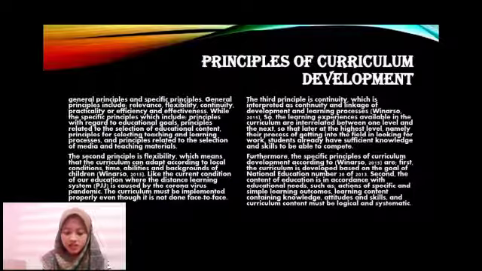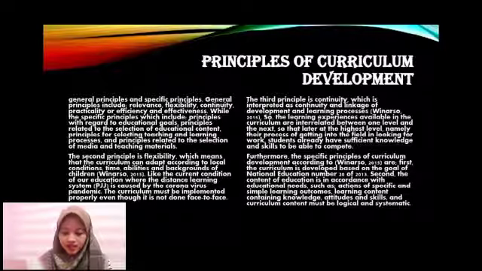Okay guys, I'm Nadia Faradina. I'm going to talk about principles of the curriculum development: general principles and specific principles. General principles include relevance, flexibility, continuity, practicality or efficiency and effectiveness.